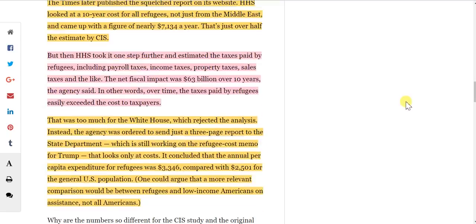Back to the article. But the HHS took it one step further and estimated the taxes paid by refugees, including payroll taxes, income taxes, property taxes, sales taxes, and the like. The net fiscal impact was $63 billion over 10 years, the agency said. In other words, over time, the taxes paid by refugees easily exceeded the cost to taxpayers.